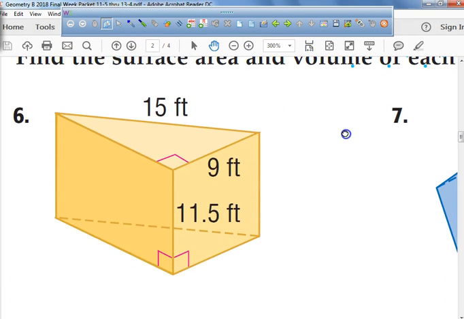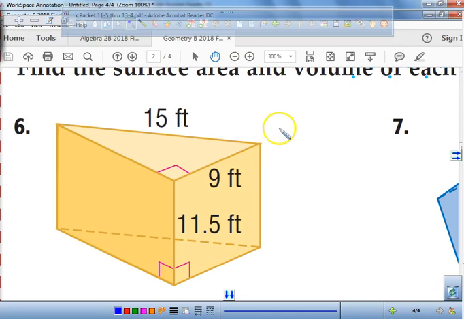Alright, this is a prism. There are two formulas. I'm going to call S the surface area. So the formula for surface area of a prism is the perimeter of the base times the height plus 2 times the area of the base. That's the formula for surface area. So we're going to start with surface area, get that done, and then we'll work on to volume.